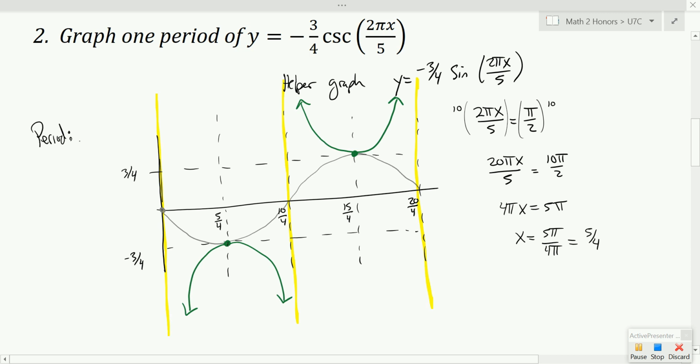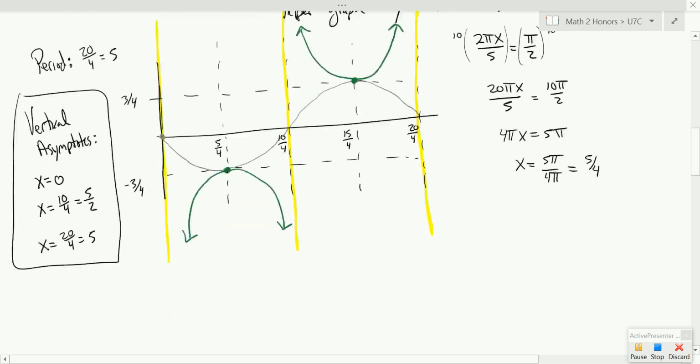What is it? 5. Good. So you got 20 over 4, which is 5. Our vertical asymptotes, we got 3 of them. What are their equations? X equals 0, x equals 10 over 4, which is 5 over 2, and x equals 20 over 4, which is 5. Okay?